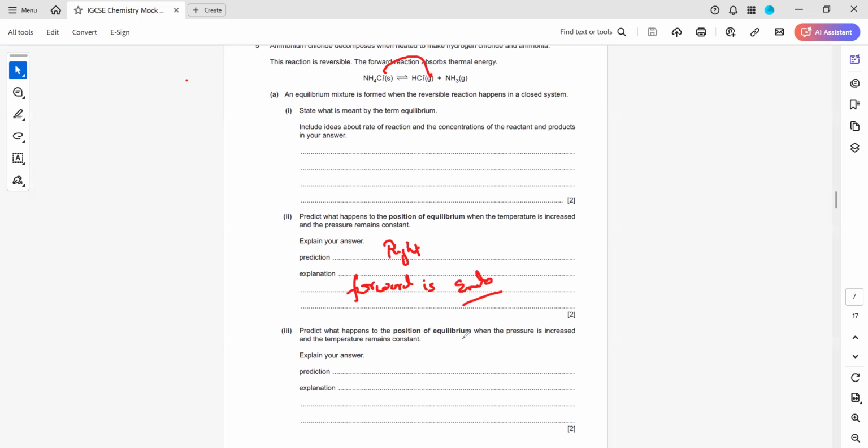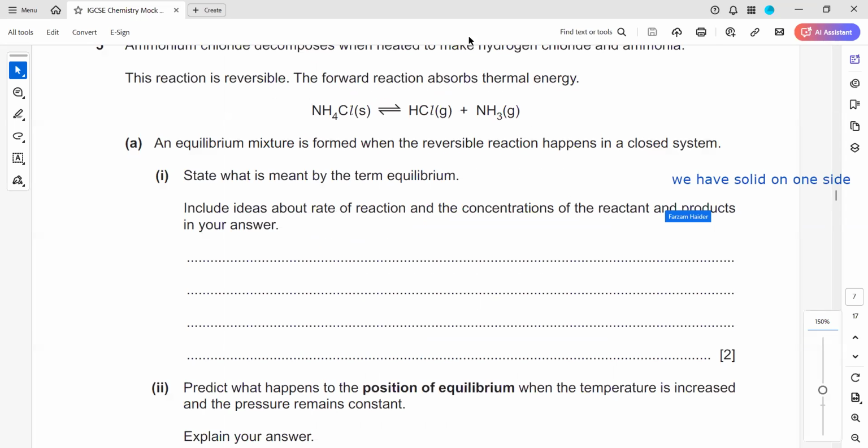Predict what happened to the position of equilibrium when the pressure increases. If we increase the pressure, equilibrium will shift towards the side of fewer moles of gas. No, this is not no change. Look, when you check this, you have to check both. We have a solid on one side.